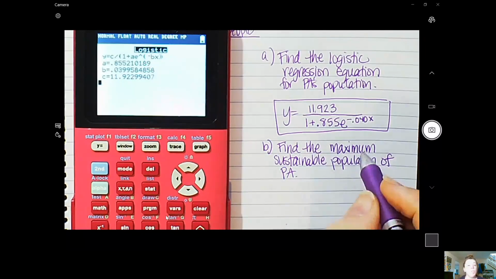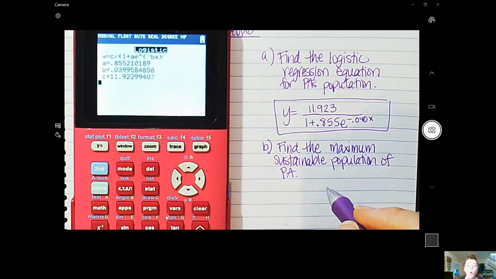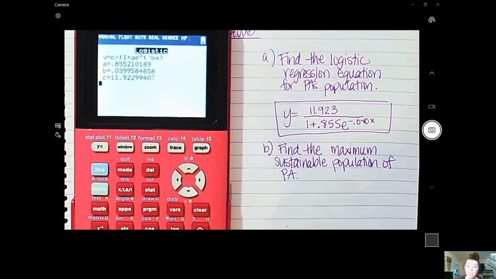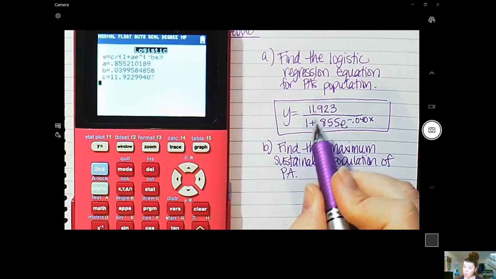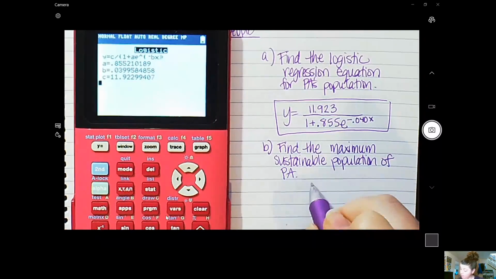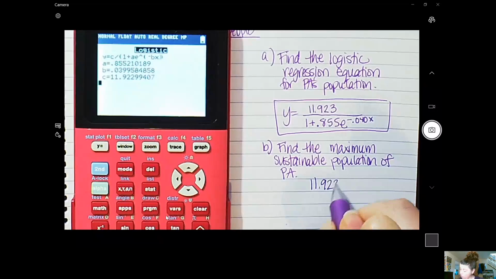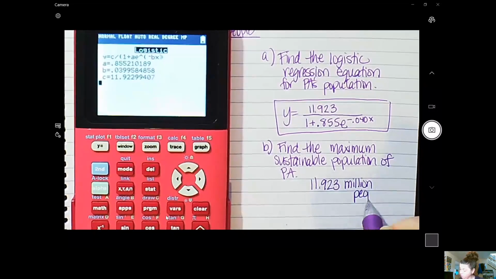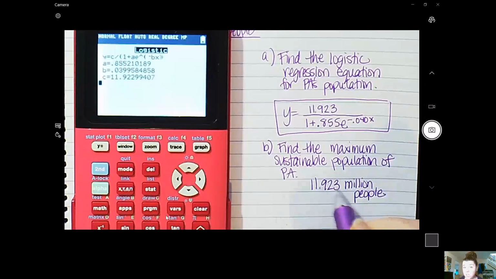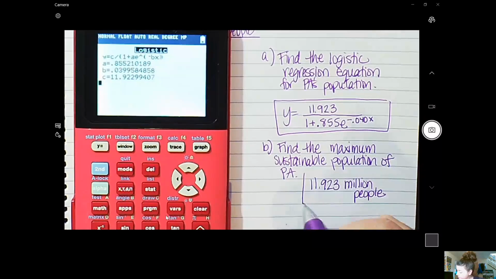So when I ask you for the maximum sustainable population, or I ask you for the limit to growth, every time I'm asking you the same thing, I'm asking you for C. So you're just going to look up there and be like, oh, hey, there it is. I'm going to say 11.923 million people. I left it as 3 decimal places because it's in millions of people, not just people. That's not 12 people right there. It's not quite 12 million people, right?